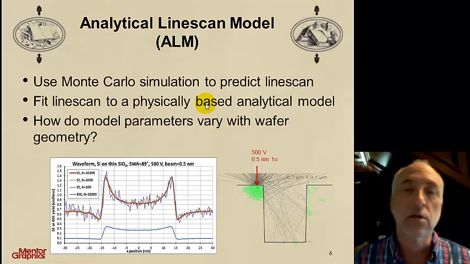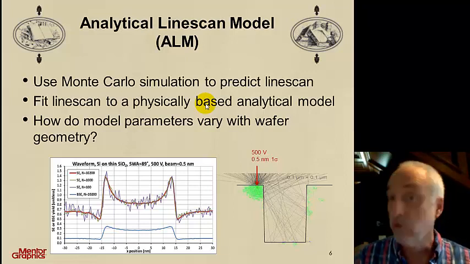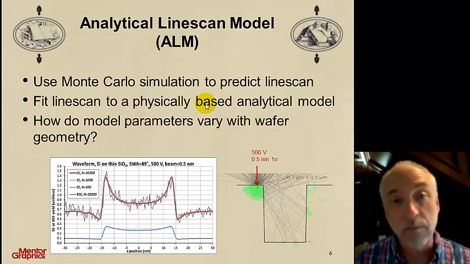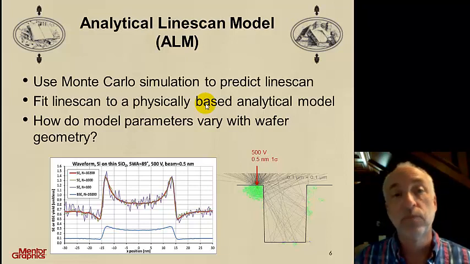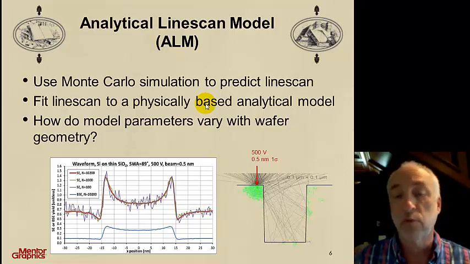The analytical Linescan model is a simple equation that can be solved quickly, and we'll calibrate the analytical Linescan model to the Monte Carlo simulation results. That is, JMONSEL will be our virtual SEM. We'll calibrate the ALM to that, and then we'll be able to use the ALM for fast simulations for whatever resist profile we want to measure.